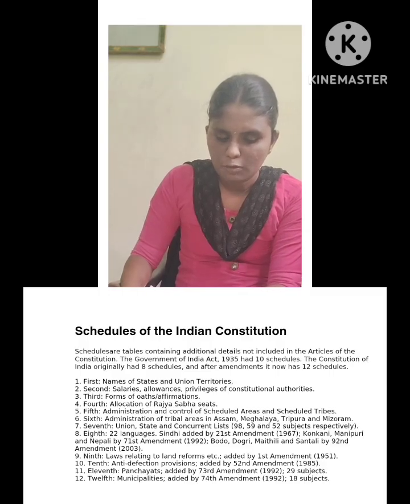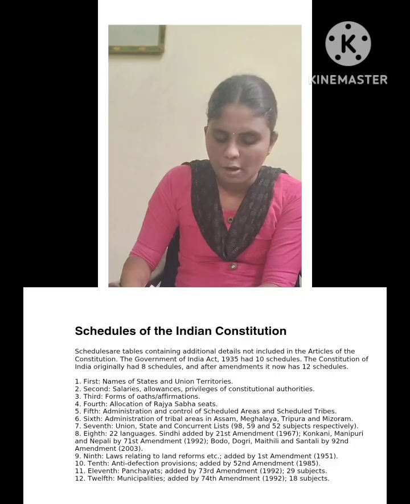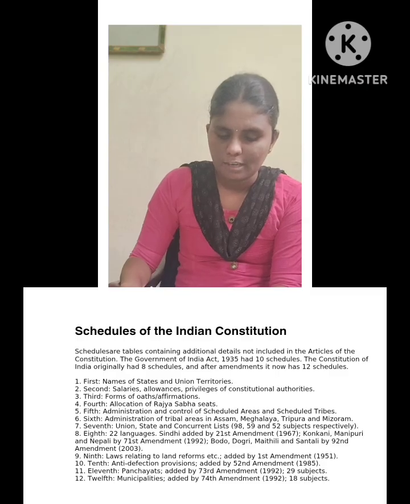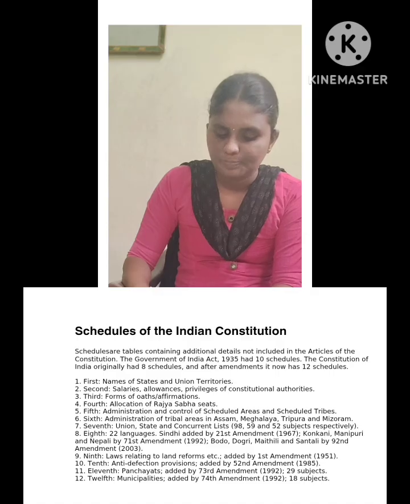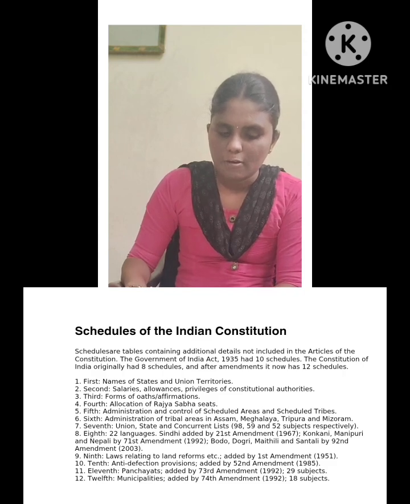The first schedule talks about the names of states and union territories of India, right? In the schedule, names of union territories and states are given, right? And the second schedule. In this schedule, the privileges, allowances, emoluments, all the details are mentioned of the higher officers.